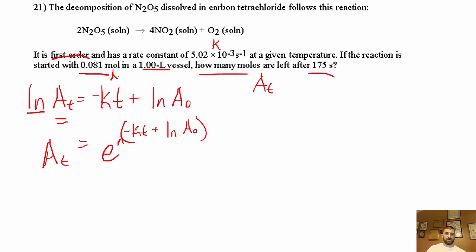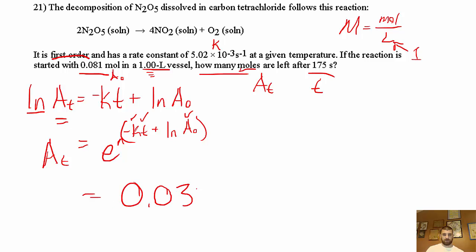This is our A0. And what's nice about this 1 liter is that whatever moles we started with is the concentration, right? Because we know molar equals moles over liter. And if you have that as 1, then the moles is the molarity, and we don't have to worry about the concentration or anything. This 175 seconds is our T. So we know K, we know T, and we know A0. So it's just a plug and chug, and we get 0.034 molar.